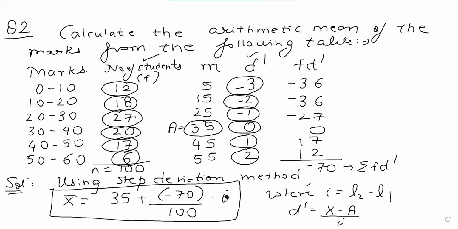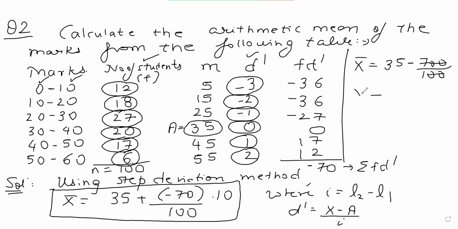What is my I? L2 minus L1. The upper limit minus the lower limit. 10 minus 0 is 10. So if I calculate this here, X bar comes out as 35 minus 700 by 100. My answer for X bar is 35 minus 7, which is 28 marks. The arithmetic mean for this problem is 28 marks.